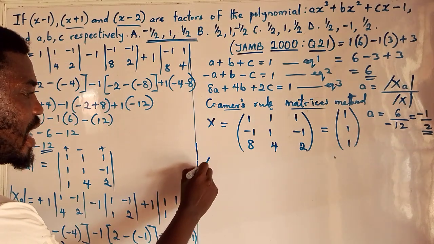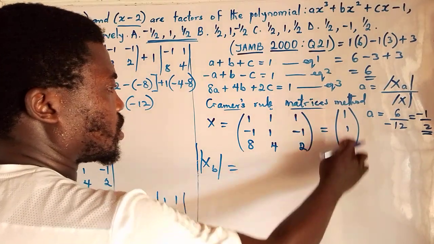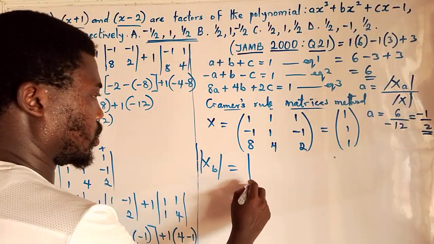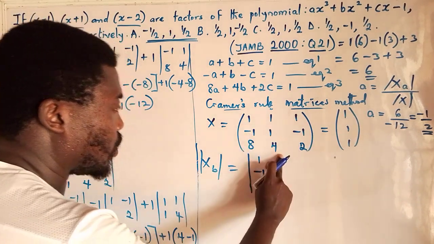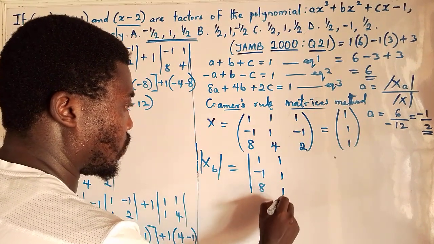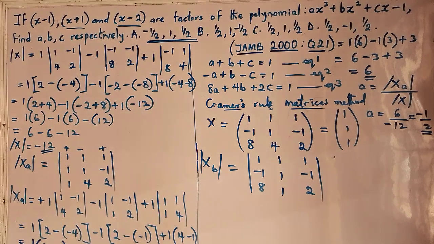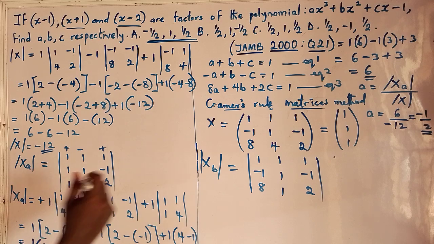So for our B now, X subscript B, for us to be able to calculate the determinant, we replace the value of our answer with the value of the coefficient of B. So that gives us this determinant: 1 minus 1, 8, and then this column of the coefficient of B will be substituted with the value of our answer, which is 1, 1, 1. 1 minus 1, 2. So just like the way we calculated for X subscript A, we also calculate for the determinant of our X subscript B.